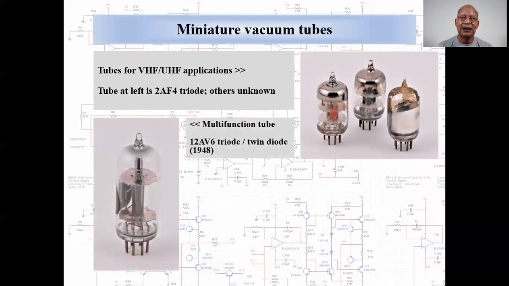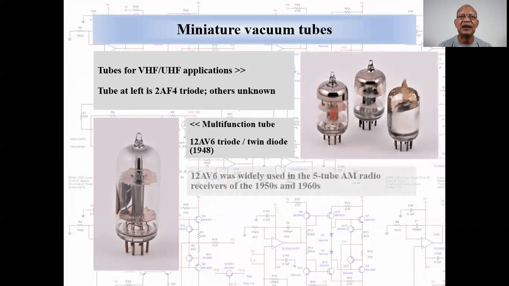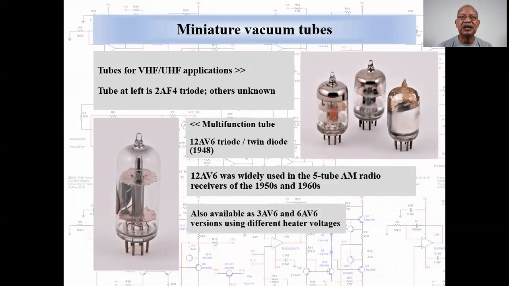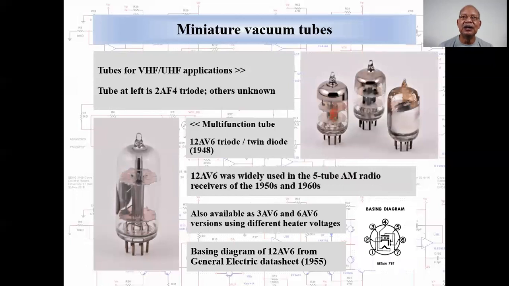An example of a multifunction vacuum tube. This is a 12AB6 combining a triode and 2 diodes sharing a common cathode. Very commonly used as detector, automatic volume control rectifier, first audio amplifier of mini radio receivers. Also available with different heater voltages. This is the basing diagram of the 12AB6. Note that all three tubes share a common cathode.